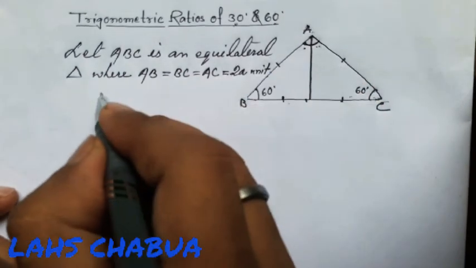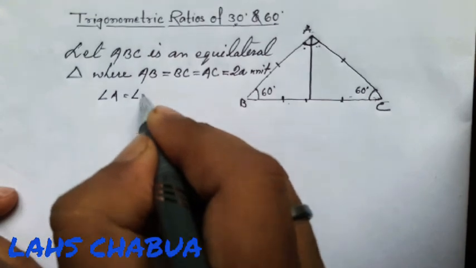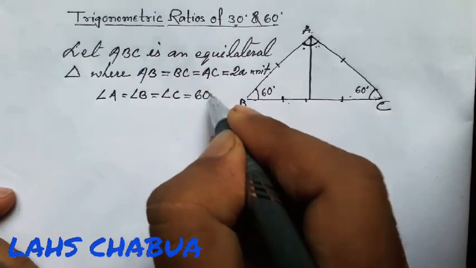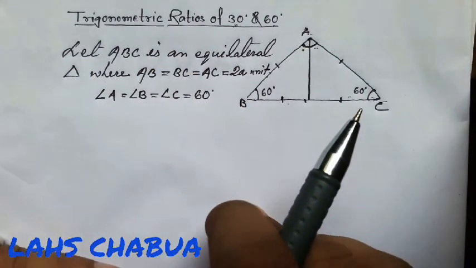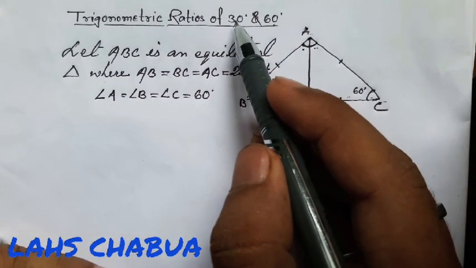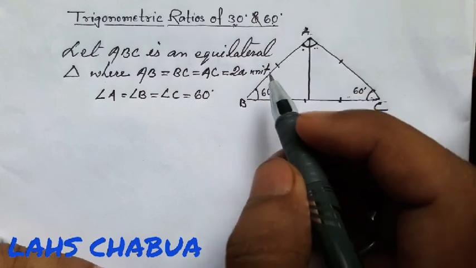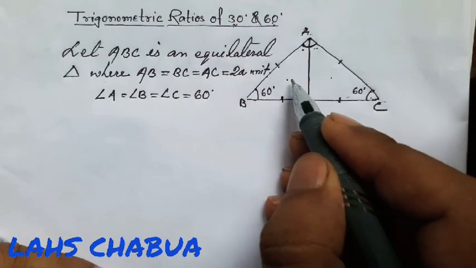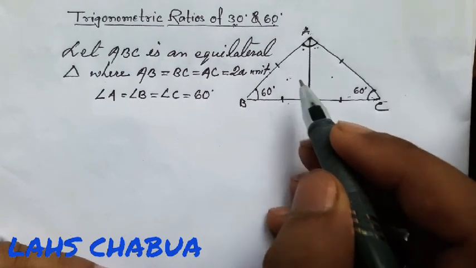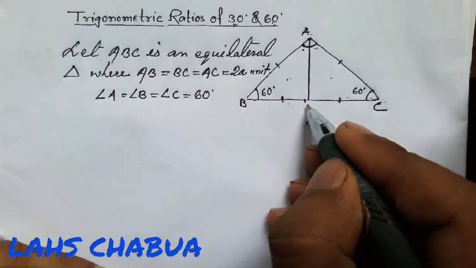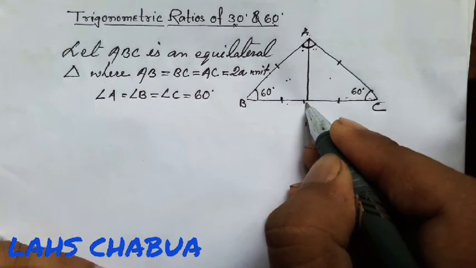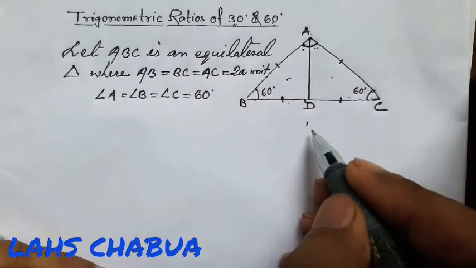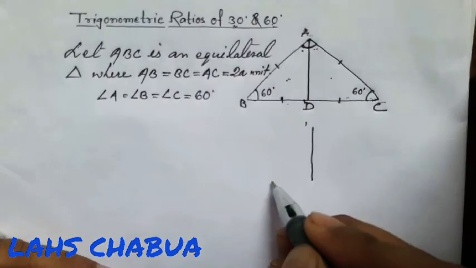And what about each angle? Each angle of an equilateral triangle is 60 degree. Angle A equal to angle B equal to angle C, each angle is 60 degree. So in order to obtain the values of all trigonometric ratios of 30 degree and 60 degree, we need to take only one part of the triangle. You may take either this part or this part. For your convenience I am going to draw this part separately here. Let me name the perpendicular AD, so that you can easily understand it.